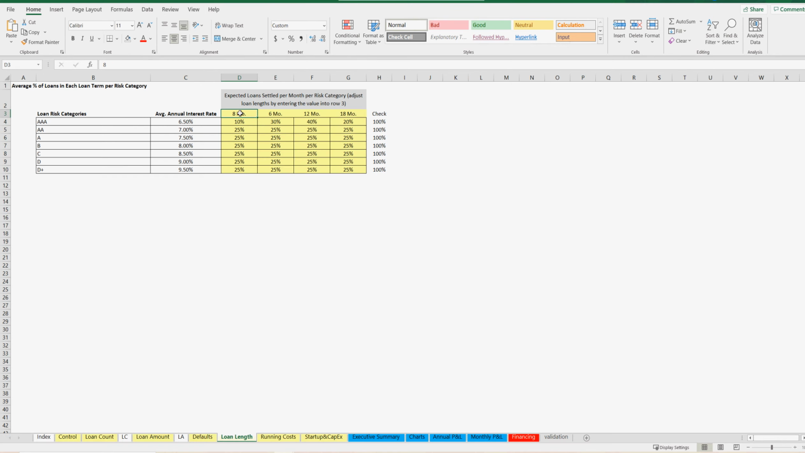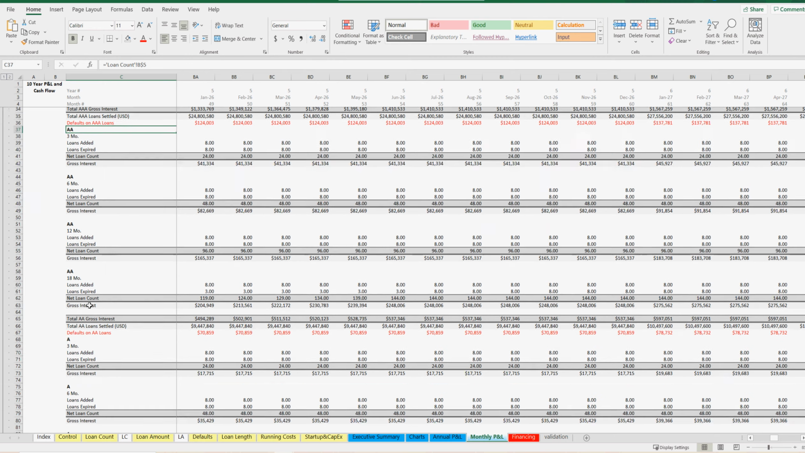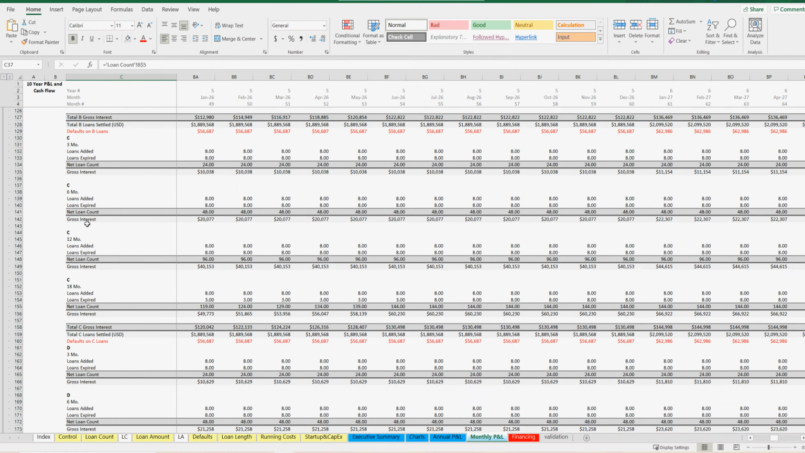I thought this makes the model more useful because now you can make the average terms for each risk category whatever amount you want. I went up to 18 here, but it should be your weighted average term, and it's got to be a whole number. There are 4 different ones. You define the percentage of loans settled that fall into each category for each risk rating. You can see the risk ratings here: 3, 6, 12, 18. Then the second risk rating, 3, 6, 12, 18, and so on all the way for all 7 of the risk ratings.